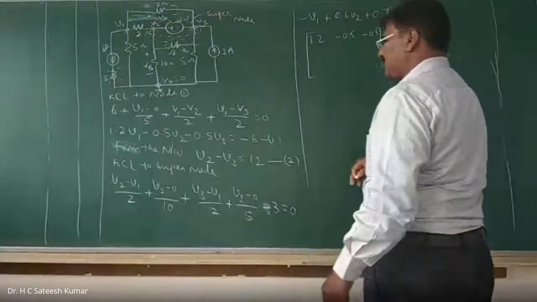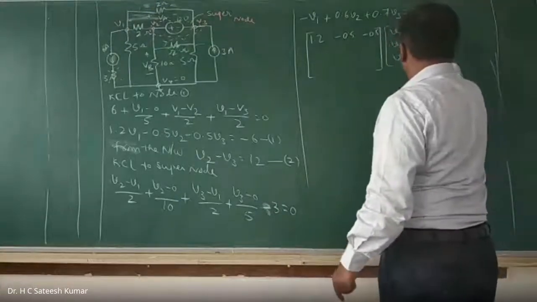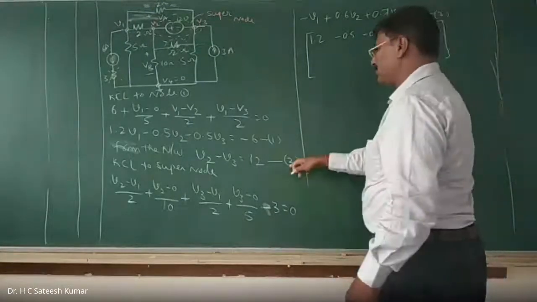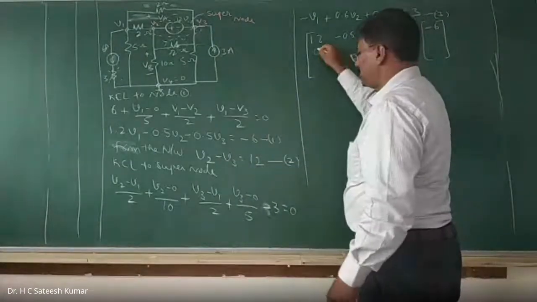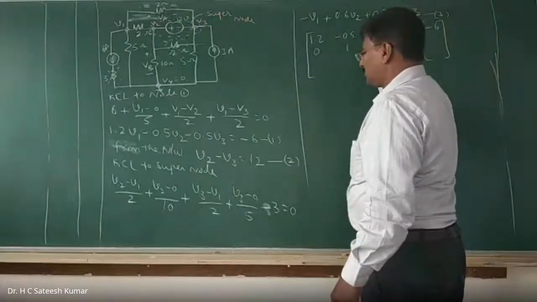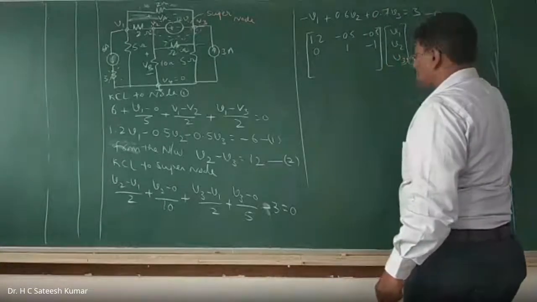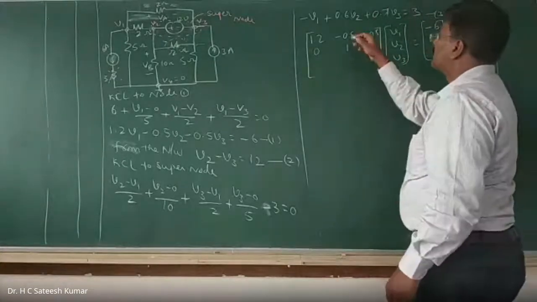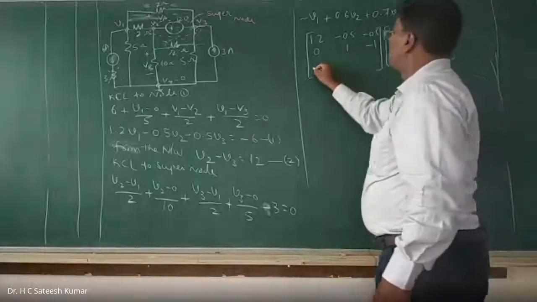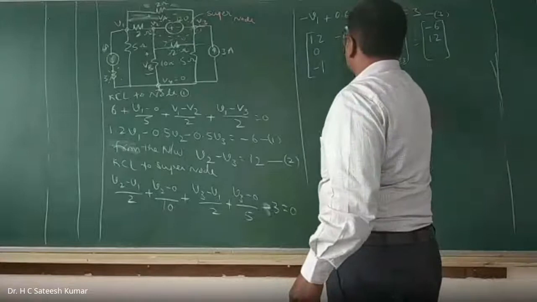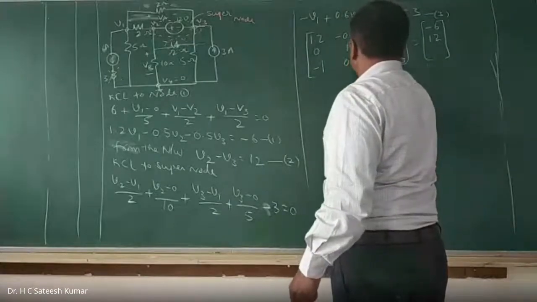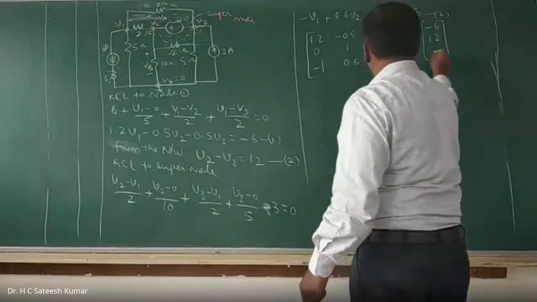Is equal to minus 6. Next, equation number 2: V1 is not there, therefore 0. V2 coefficient 1, and next is minus 1, and this is 12. And the third equation: minus V1, minus 1, next 0.6, 0.7 and 3.